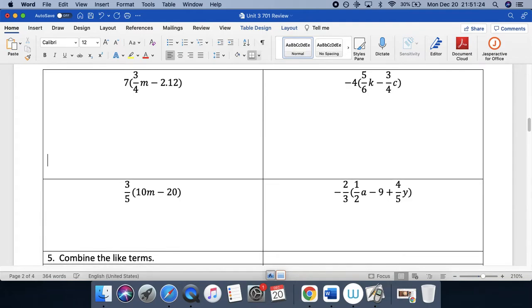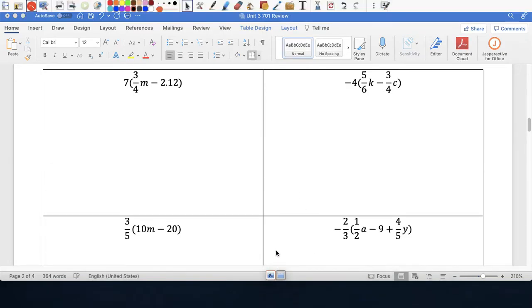You're going to have a calculator, so make sure you know how to do this. Multiply these two and then these two. So here 7 times 3/4 is going to give me 21 over 4m minus, and 7 times 2.12 is going to get you 14.84. Can I combine like terms? Are these like terms? No, they're not. So we're done.